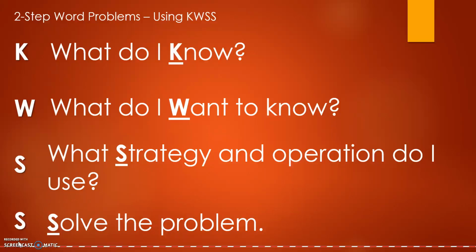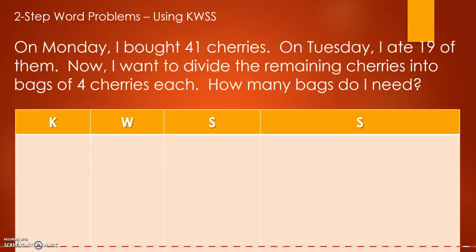All right, so let's look at what is a two-step word problem. That means that I'm going to be doing two different things. I might be adding 2 times, I might be subtracting 2 times, I might be adding and then multiplying, or subtracting and then dividing. So I've got to be looking for those 2 things in my problem.